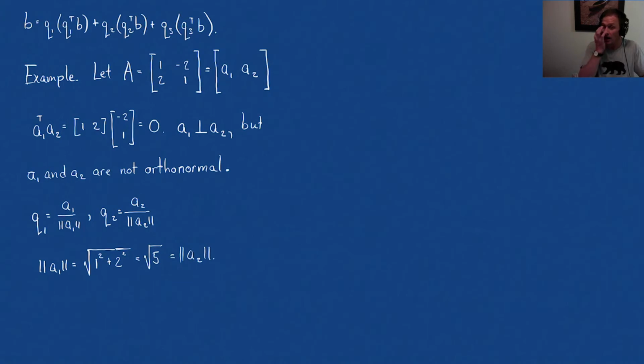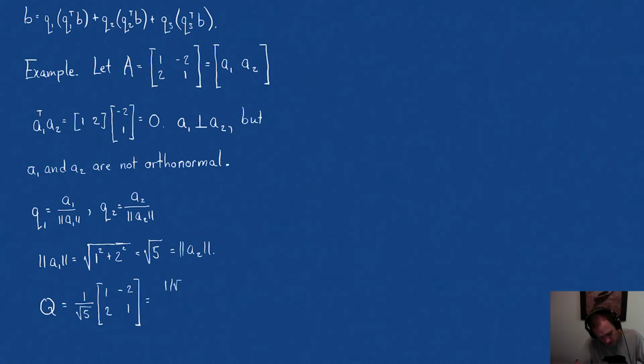So now I can write the matrix Q. In other words, the matrix Q means that everything just gets multiplied by 1 over the square root of 5 times the matrix A, 1, 2, minus 2, 1. So you could write it like that, or if you wanted, you could write it as 1 divided by root 5, 2 divided by root 5, minus 2 divided by root 5, and 1 divided by square root of 5. Okay, so you can write that either way.